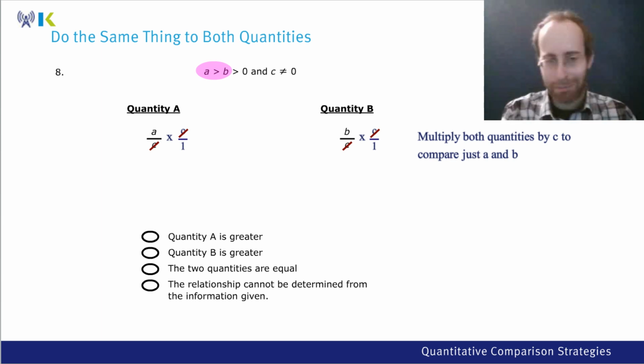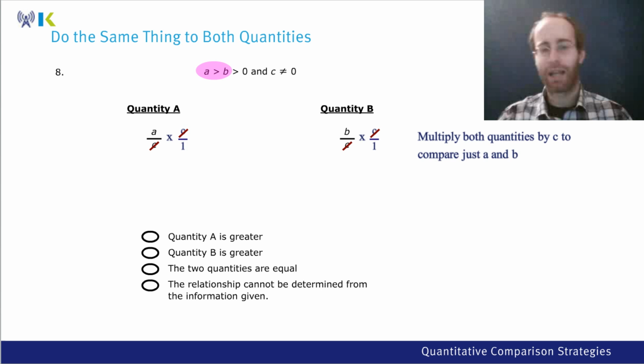Well, not quite. Tell me please in the chat, what is the problem with just saying, look, multiply both sides by c, the c's cancel, and a is greater than b? What's the issue that happens when you do that?